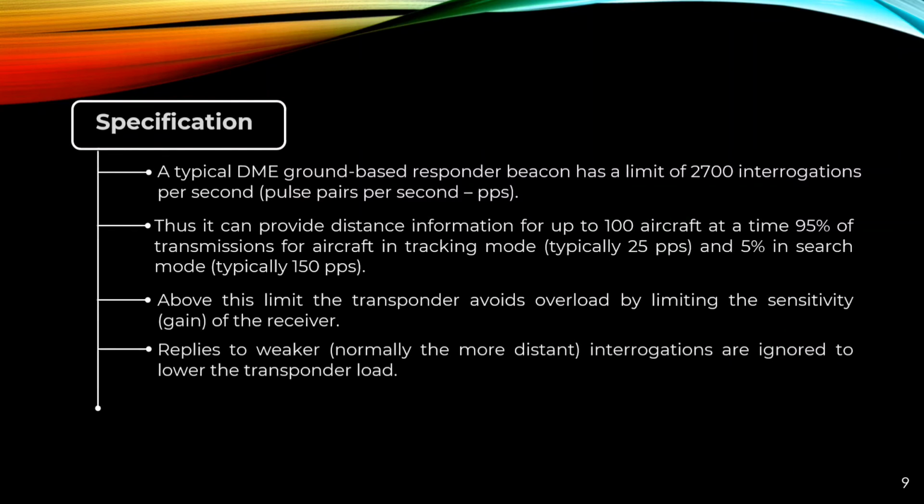Specification. A typical DME ground-based responder beacon has a limit of 2700 interrogations per second, pulse pairs per second, PPS. Thus, it can provide distance information for up to 100 aircraft at a time, with 95% of transmissions for aircraft in tracking mode, typically 25 pps, and 5% in search mode, typically 150 pps. Above this limit, the transponder avoids overload by limiting the sensitivity gain of the receiver. Replies to weaker, normally the more distant, interrogations are ignored to lower the transponder load.